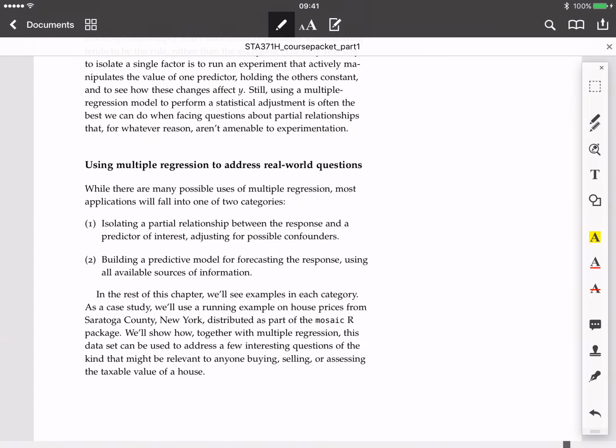Hi folks. Now in this video we're going to look at a couple of examples of using multiple regression to answer some interesting real-world questions. And as a case study we're going to use this running example on house prices from Saratoga County, New York. The goal here is to show how, together with multiple regression, this data set can be used to address some interesting facts about the market for houses in that area, the kind of things that might be relevant to anyone who is buying, selling, or filing a tax protest for a house in that area.